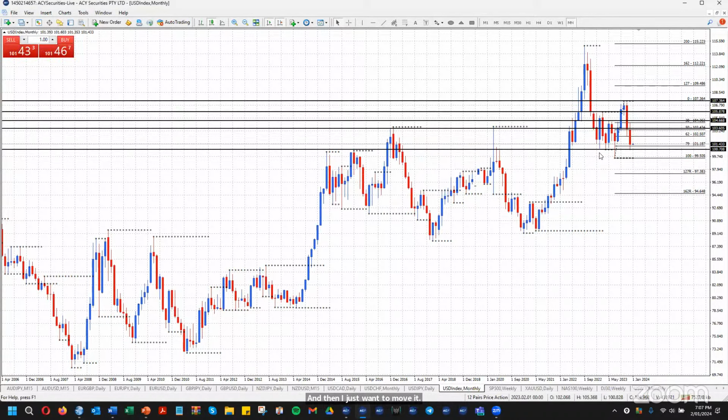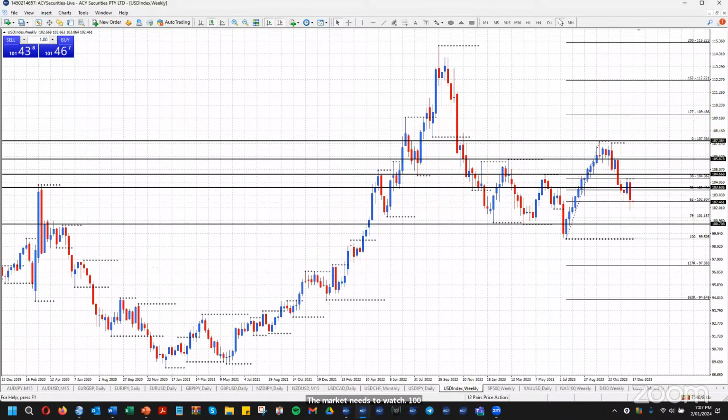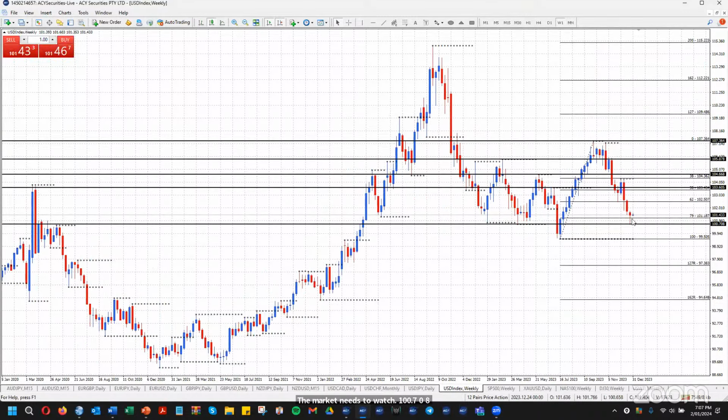All right, so we could be forming a head and shoulder pattern down here. This is a very interesting level that the market needs to watch, 100.708. The weekly charts came down and rejected last week. And of course, we're closing above the 79% retracement. So the question would be, get my drawing tool to work.